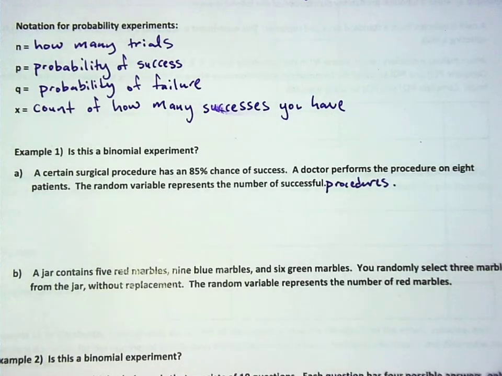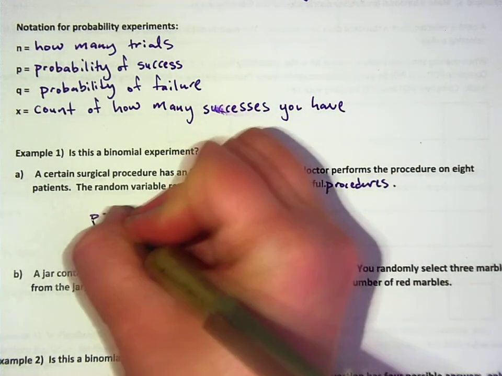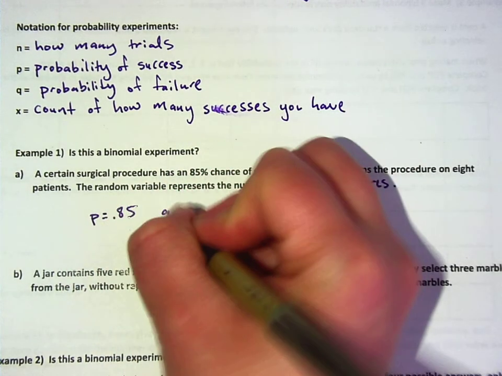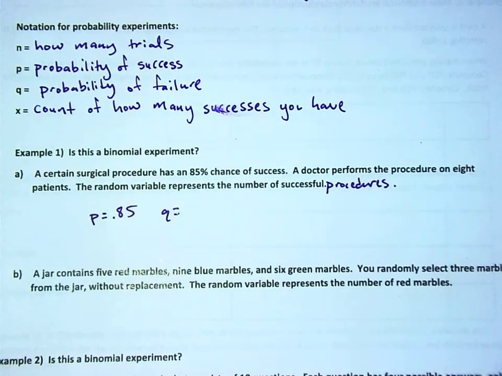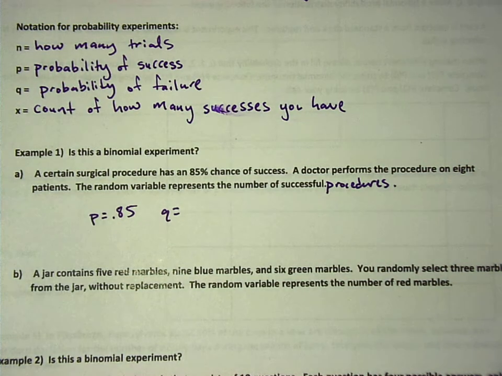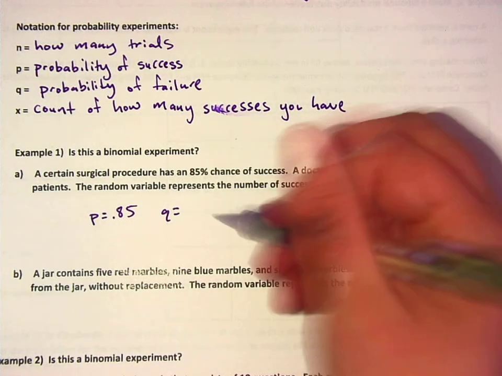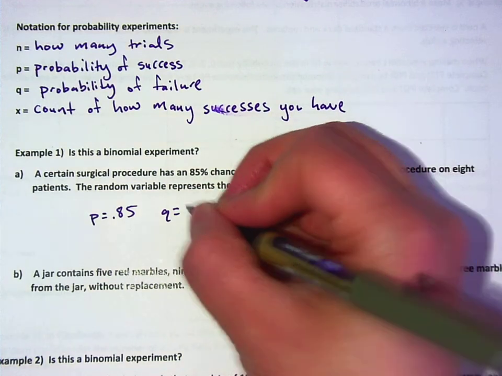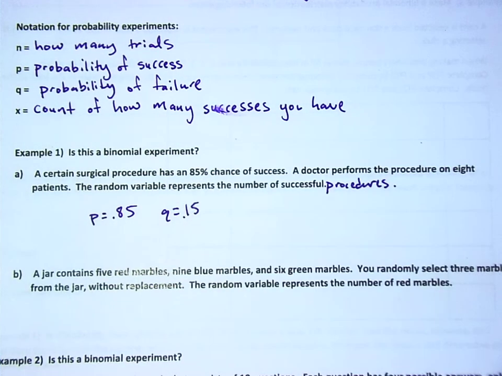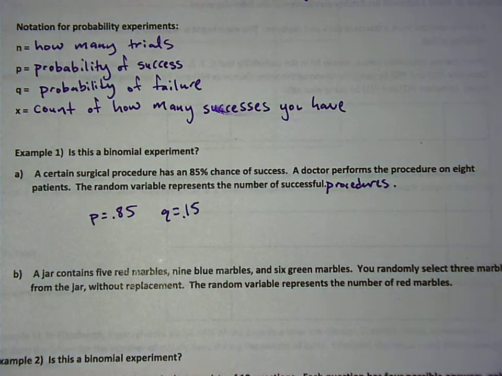Okay, so I'm going to start example 1. A surgical procedure has an 85% chance of success. So P here is 0.85, and what would Q be? If you've got an 85% chance of success, what's your chances of failure? 15%. So we know P and Q.